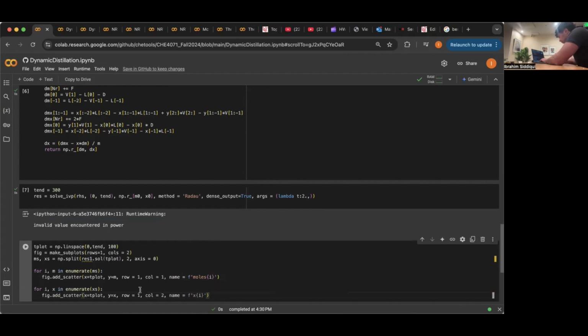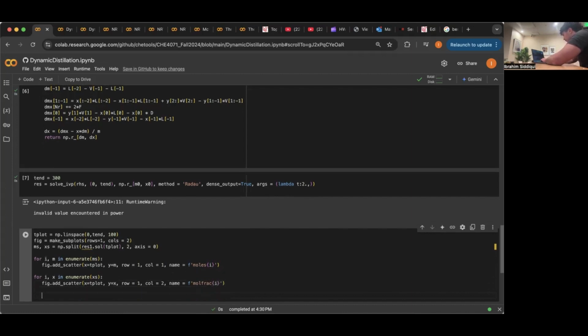Okay, so we just want to go ahead and change some things here. So our x is going to be equal, yeah, that looks good. Y is going to be equal to 1, row equals 1, column equals 2. And then this f, our name for this, is going to be our mole fraction here. So let's go ahead and change that. Okay, that looks good. And then we can go ahead and finally just update our layout and create our subplot.